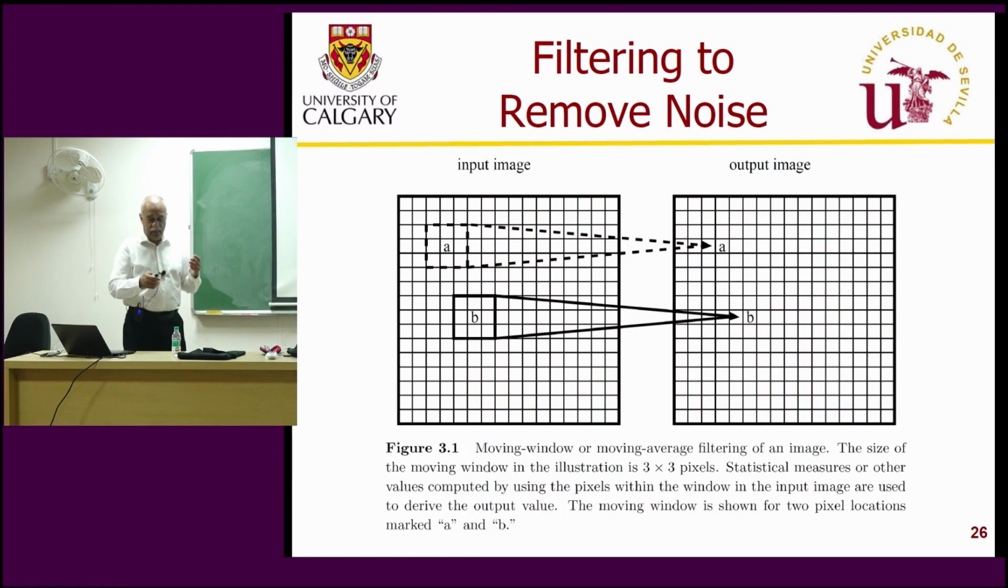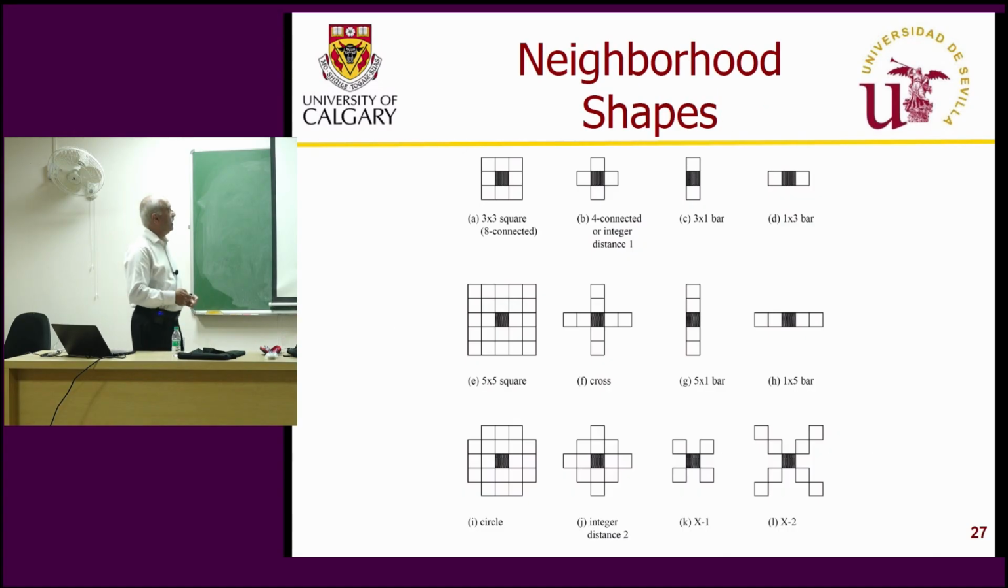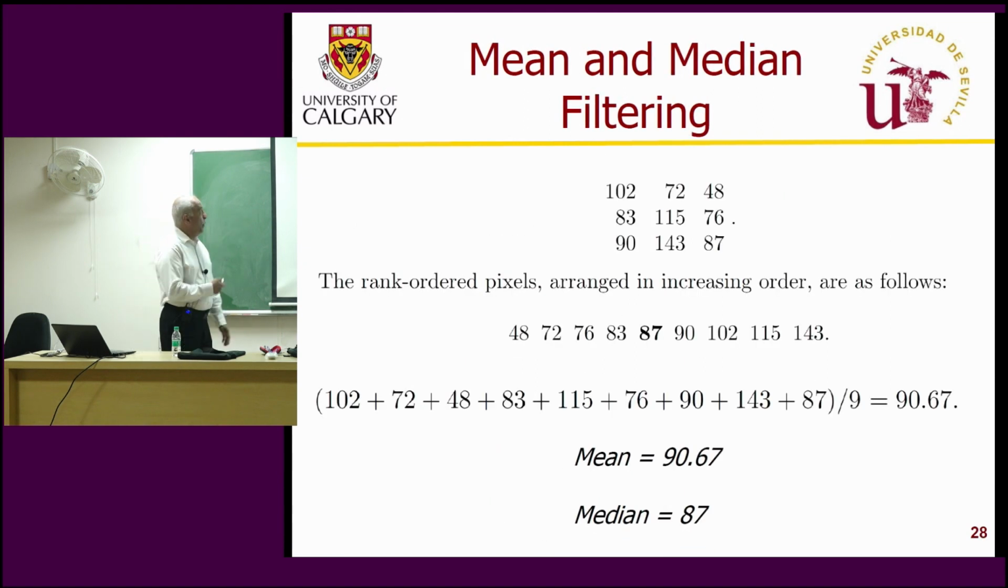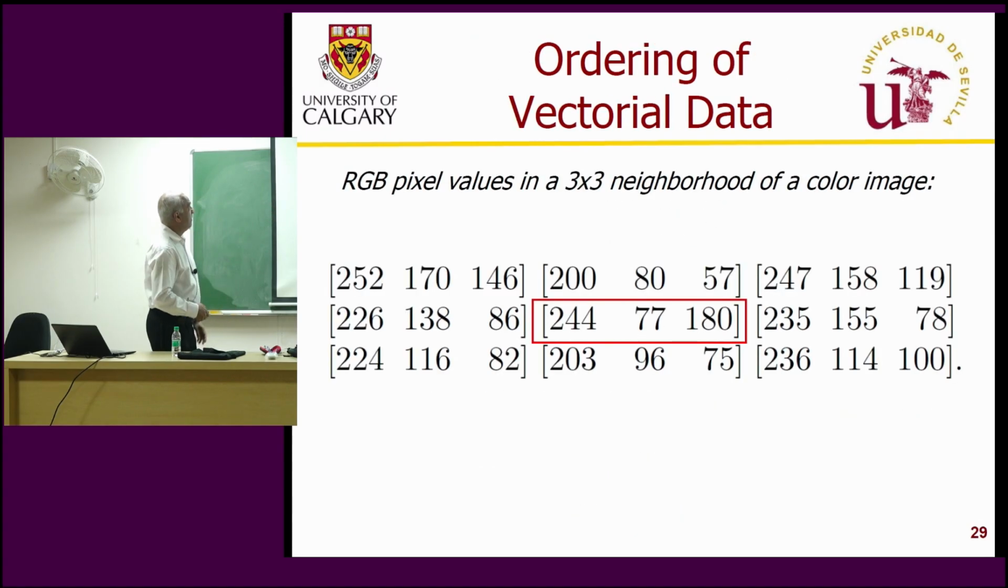Filtering you have seen. So let me talk about some filters for color images. Neighborhood shapes you have seen. Mean and median filter you have seen. So we'll just skip all of that. Now, in the case of scalar pixel values, each pixel has one value. So doing this is easy. In the case of vectors, taking the mean is not a problem.